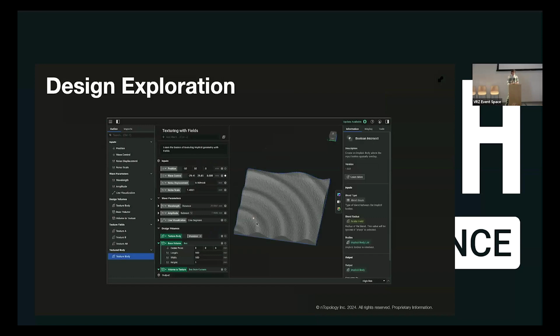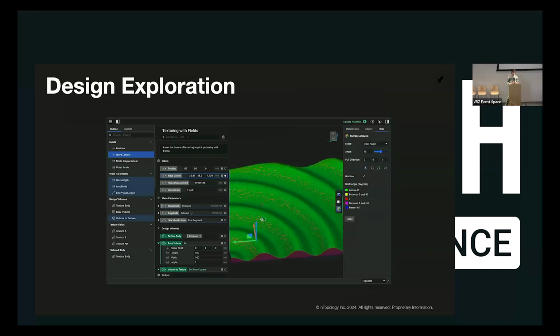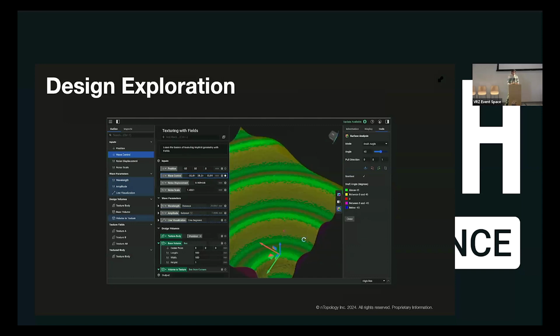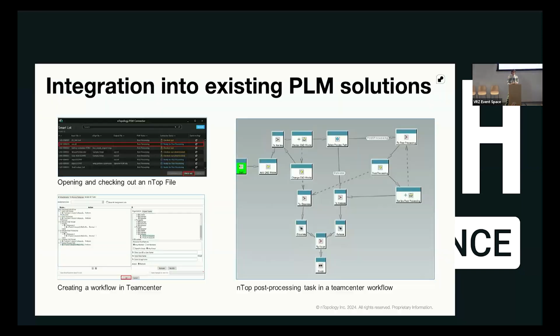And last but not least, design exploration through interaction. Because you can generate implicit models on the fly, you can, in this example, generate a texture on a panel. And by interacting with it live, you can see where it's manufacturable. You can see where the texture is and isn't, where you might have problems with manufacturing or producing this part. And last, parts are nothing without the ecosystem.